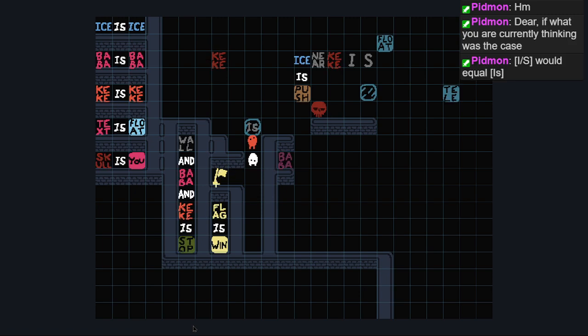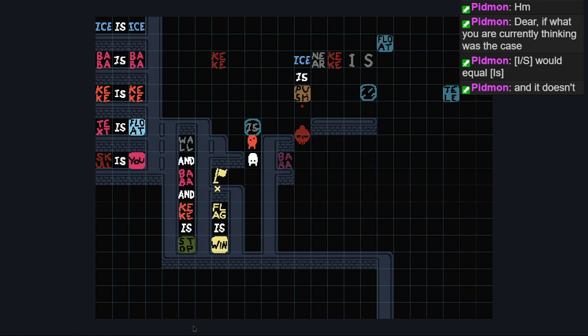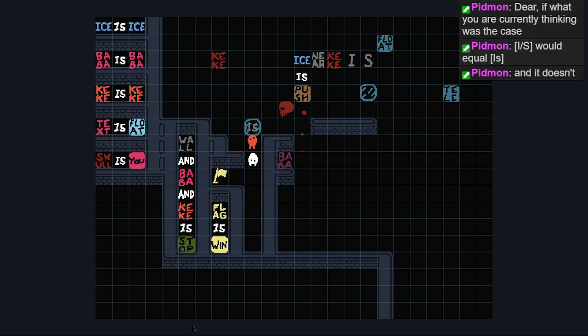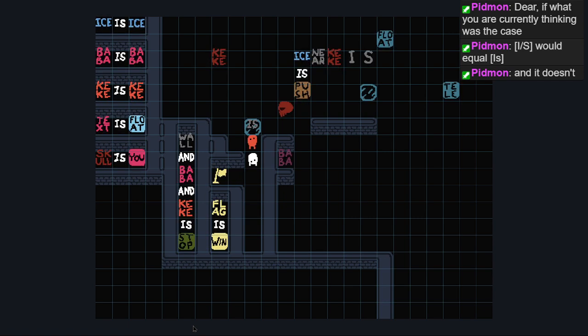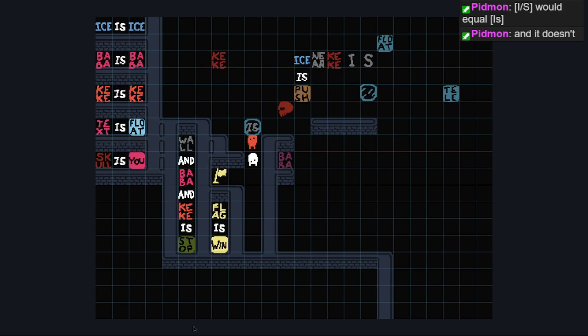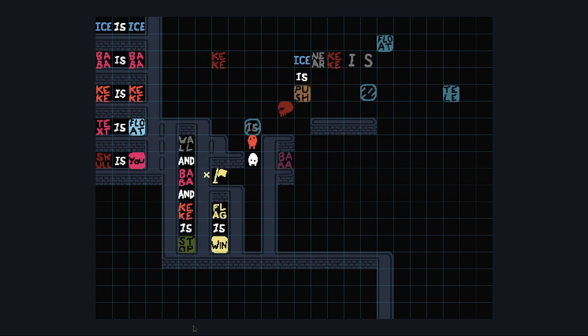And then checking chat, Pidman, brackets Baba, then brackets Keke is push? Sorta. I mean, I would still have the is right next to Baba, and then Baba is, then everything here, in the hopes that we can get it so that Keke is push is how everything works. And Pidman, dear, if you're thinking that was the case, I is would equal is, or I slash s would equal is, and it doesn't.